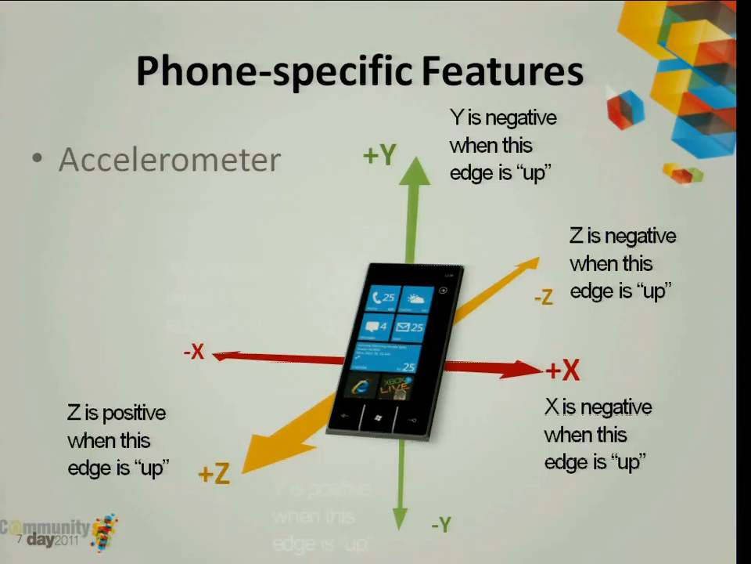So this is just an illustration of how it works. You have 3 axes, and you can get your values between -1 and +1. For instance, on the right side, you see +X. X is negative when this edge is up. It just shows you which values you get.